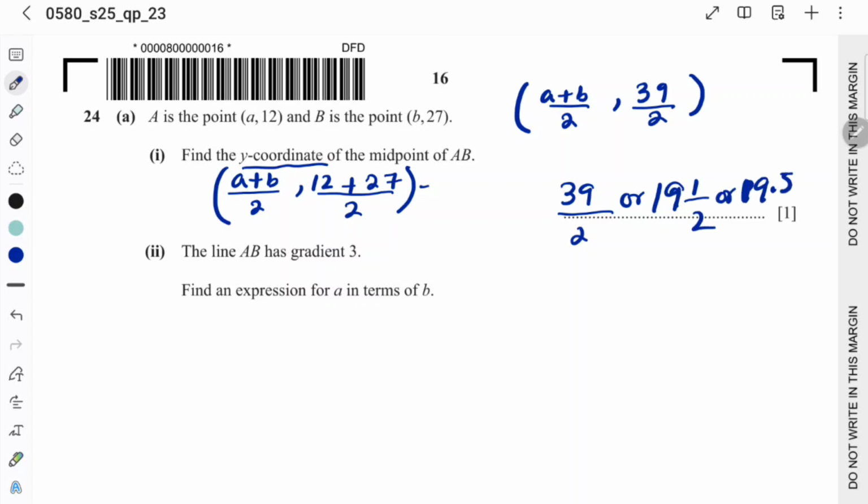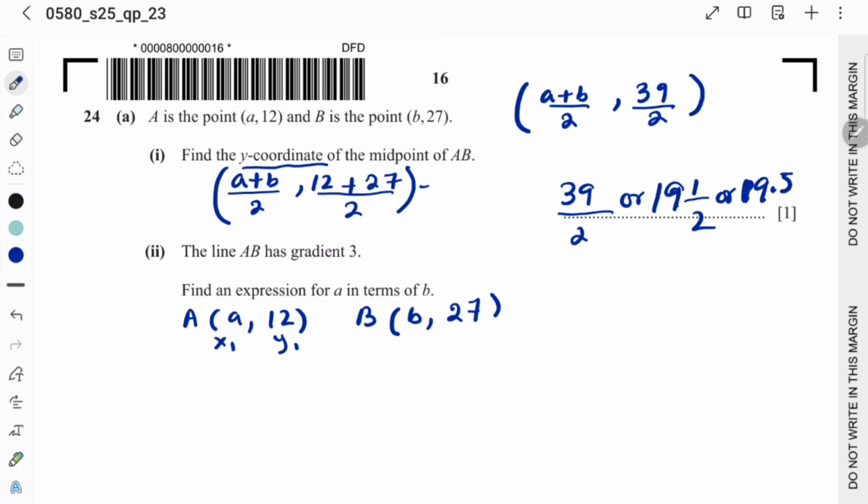The line AB has the gradient 3. Find an expression for a in terms of b. Gradient means (y2 minus y1) upon (x2 minus x1). Your A is (a, 12) and your B is (b, 27).